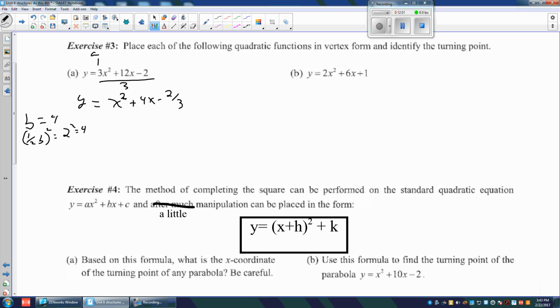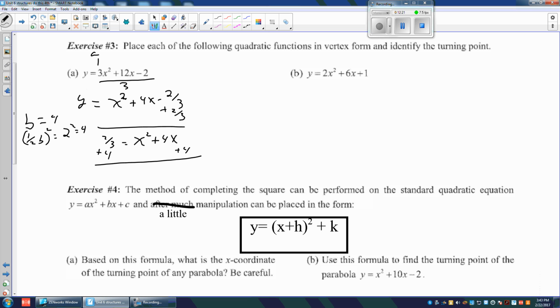Now, I can move that 2/3 to the left-hand side. So why don't I do that? I'm going to add 2/3, and I get 2/3 equals x squared plus 4x. Now I'm going to complete the square. I'm going to add 4 to both sides.